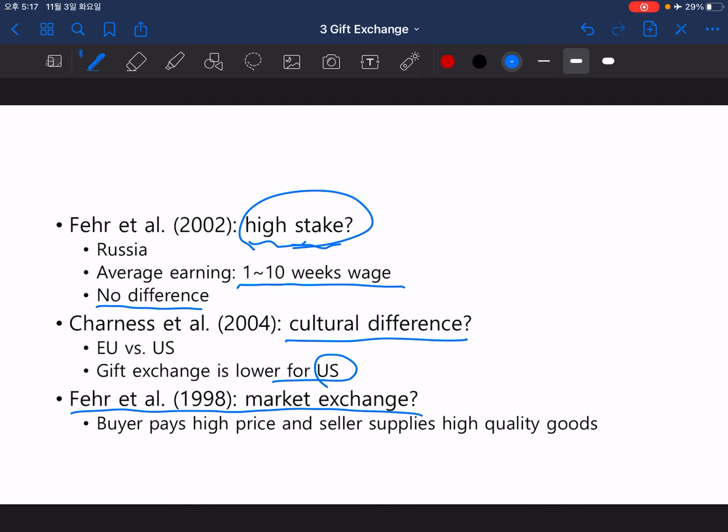And in this paper by Fehr and others, they show that when the buyer pays a high price, then the seller supplies high quality goods. So again, there is a gift exchange idea here. It is possible that the buyer pays a high price but the seller just supplies a low quality good to the buyer. It is possible, but still they find that when the buyer pays a high price, so the buyer shows some favor to the seller, in this case the seller reciprocates by supplying a high quality good.